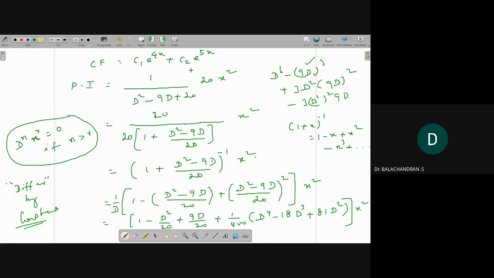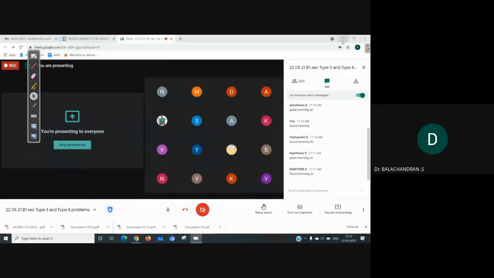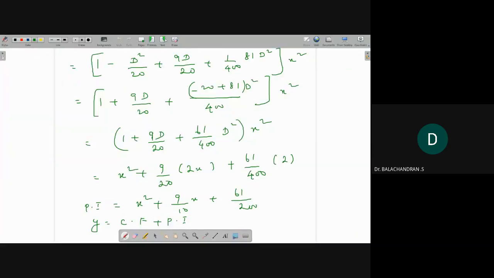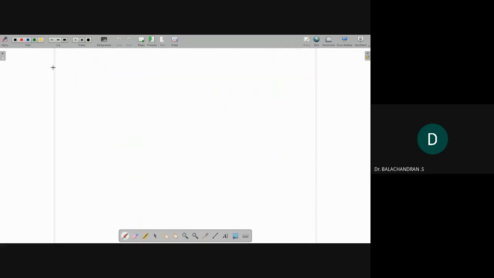Your answer and the book answer do not vary in the x term and x square term. They only vary in the constant term. Okay, have you got it now? Yes, sir. Okay, thank you. Now, CF and PI. Okay, next problem, second problem.